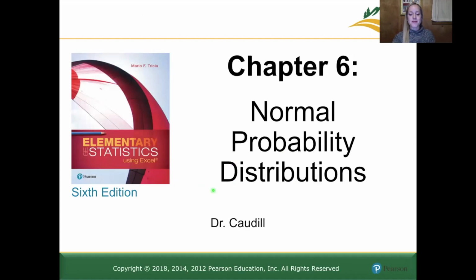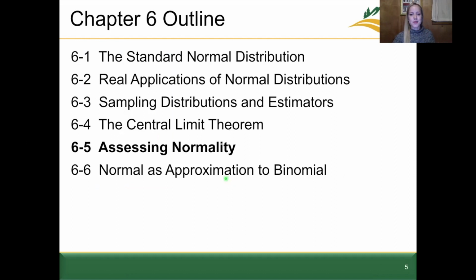So we're still in the realm of chapter 6. We're on normal probability distributions. In 6.5, we're going to talk about assessing normality. Now, as a heads up, 6.5 is pretty Excel heavy, so I recommend going through the Excel practices with me either while you're watching this recording or after you've taken notes during this recording. You can go back and work on Excel.